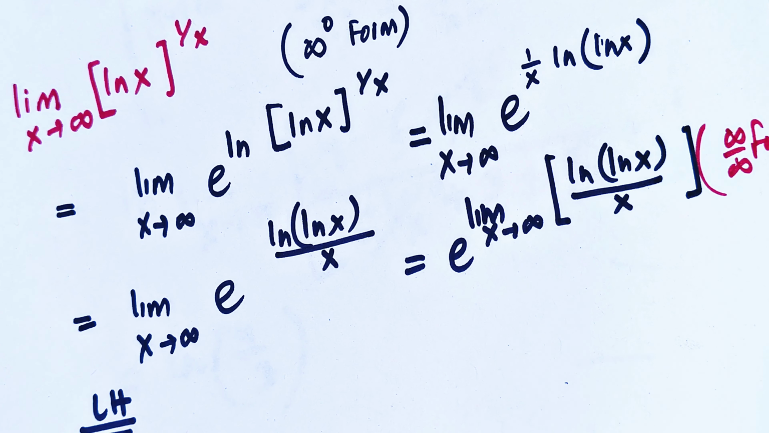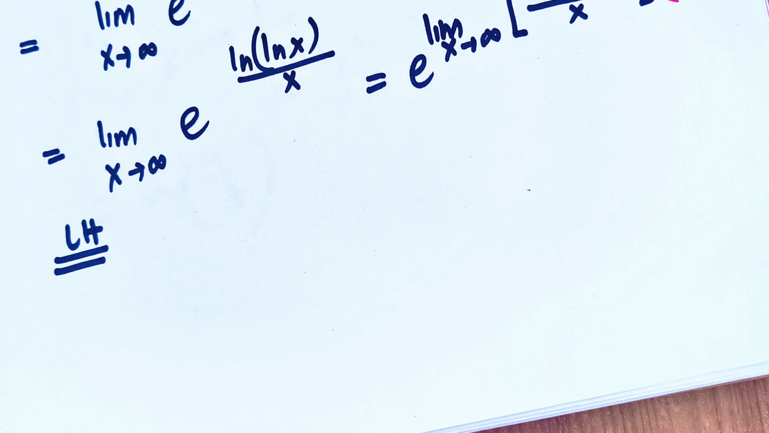Let's keep e as it is. Limit x goes to infinity, derivative of top, d over dx of ln x, and derivative of bottom. Then this becomes, what is the derivative of ln x? Chain rule: ln is our outer function, its derivative is 1 over that inside part, then the derivative of ln x, which is 1 over x. Then in the bottom we have 1.